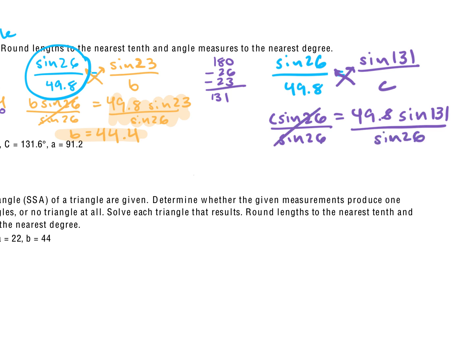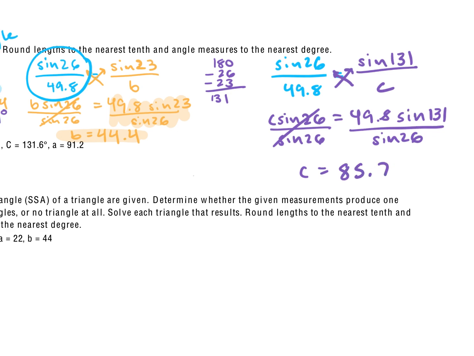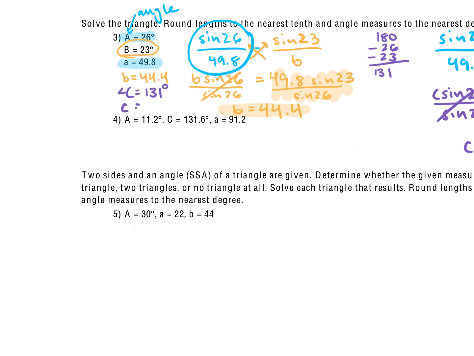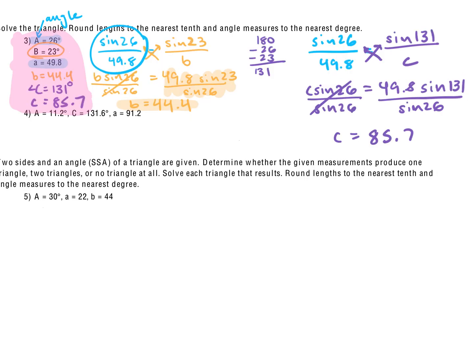And we're going to put this into our calculator. So 49.8 times sine of 131 divided by sine of 26. We get 85.7. So side C is 85.7. Don't forget, when you're finding the angle, you need to make sure you put the degrees sign.